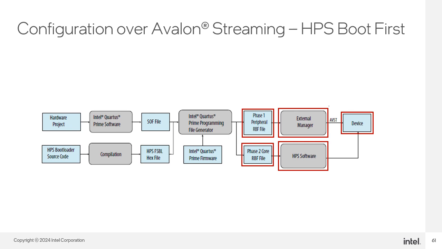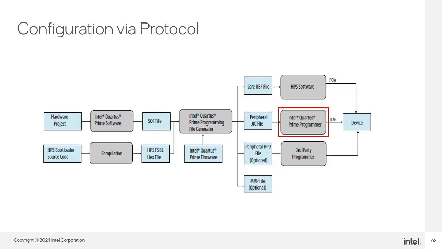Later, HPS software configures the FPGA fabric by using the phase 2 core RBF bit string. Here is the configuration via protocol sequence. 1. Compile hardware project with Quartus Prime to obtain the SOF file. 2. Compile the HPS FSBL source code to obtain the HPS FSBL hex file or use a precompiled file.